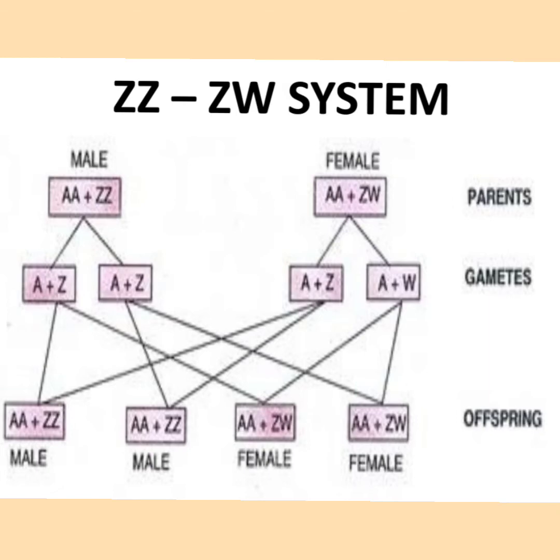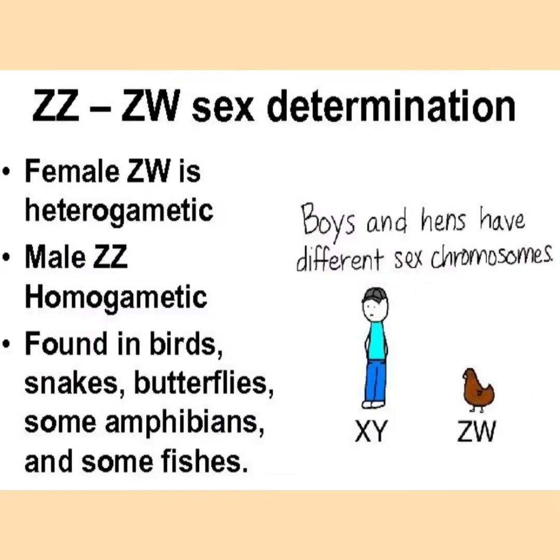And the progeny that is formed, the males will have autosomes with two Z chromosomes which are homogametic, and the females will have autosomes with ZW chromosome which are heterogametic. Now ZZ-ZW sex determination has heterogametic females. Males which have ZZ are homogametic. This type of sex determination is found in birds, snakes, butterflies and some amphibians and some fishes.